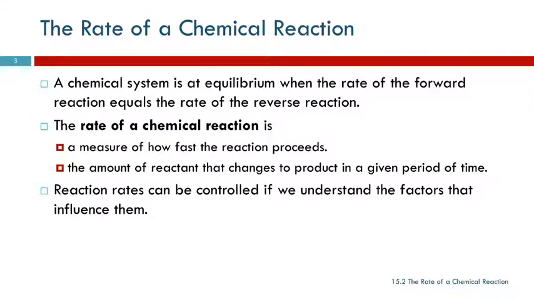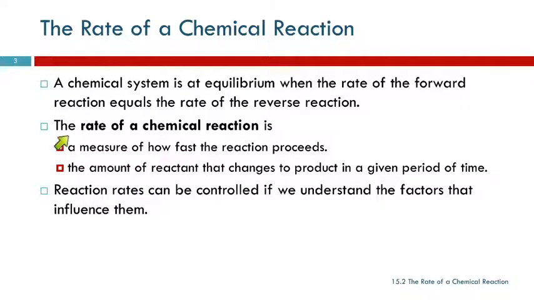So the chemical system will be at equilibrium when the rate of the forward reaction is equal to the rate of the reverse reaction. So the reaction is occurring in both directions at the same rate, just like the cars on the freeway. Well, what does a rate of a chemical reaction mean? We know what rate of speed is, right? Rate of travel. How many miles per hour?